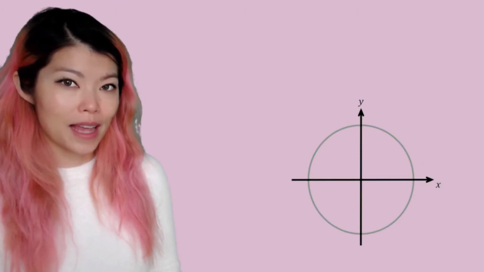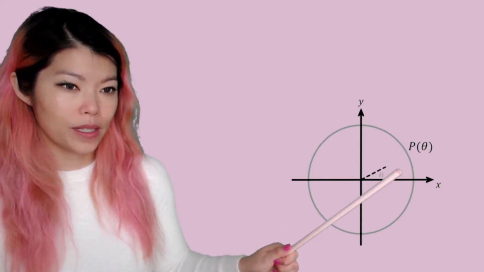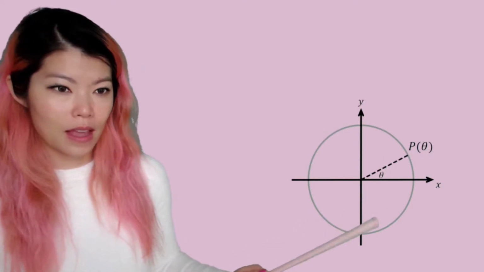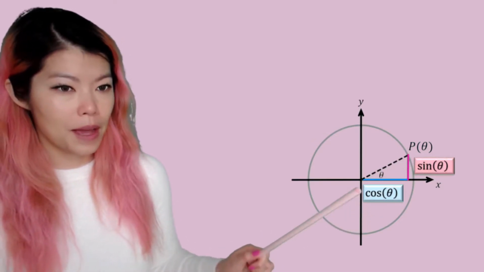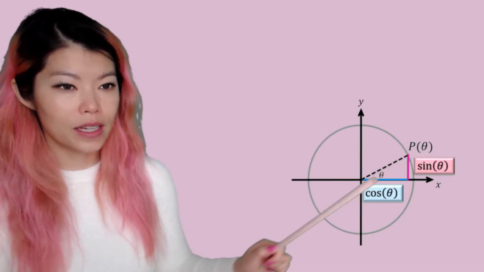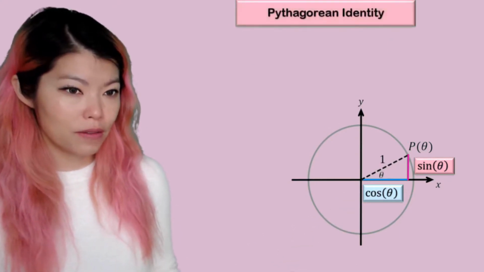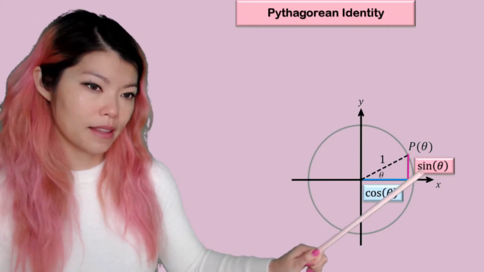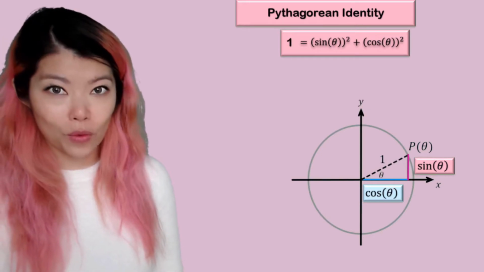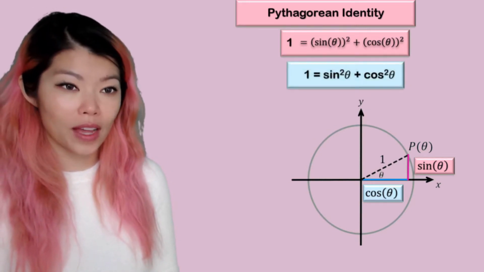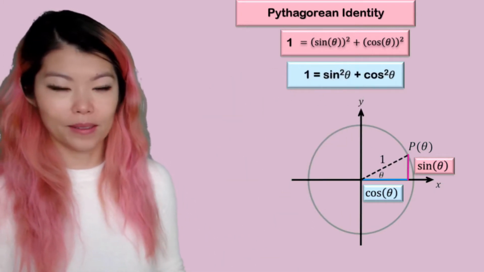Let's have a look at another symmetry property. So we have a point here on the unit circle. Now, if we have that point, we know that this is sine and that is cos. But we also know that the radius of the unit circle is always 1. By Pythagoras' theorem, we know that this side squared plus that side squared equals that side squared. But 1 squared is just 1. Or in other words, 1 is equal to sine squared theta plus cos squared theta. So memorize this statement now.